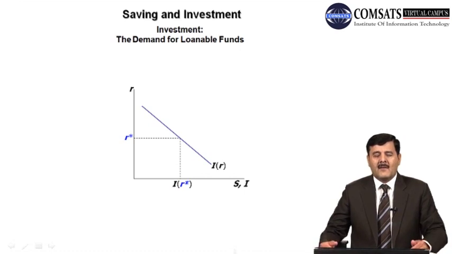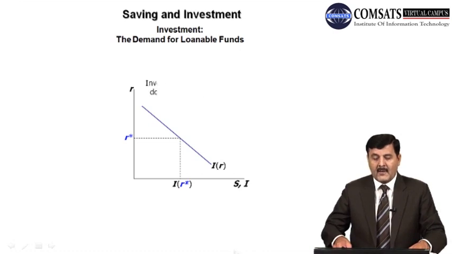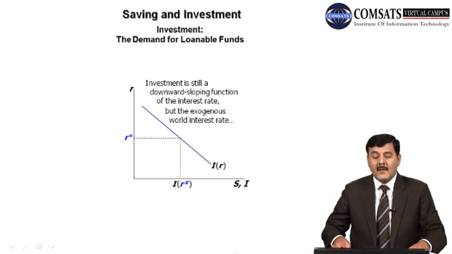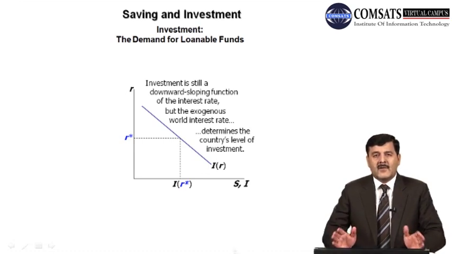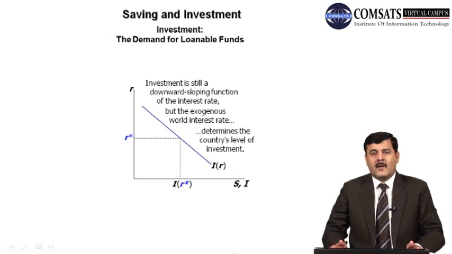If you look at the slide in front of you, you can see the negatively sloped curve. Investment is still a downward sloping function of the interest rate, but in the world market, the exogenous world interest rate, as we know is given, determines the country's level of investment. So we'll combine these two sides of the loanable funds market, the demand side and the supply side, and try to bring equilibrium in the loanable funds market in an open economy.